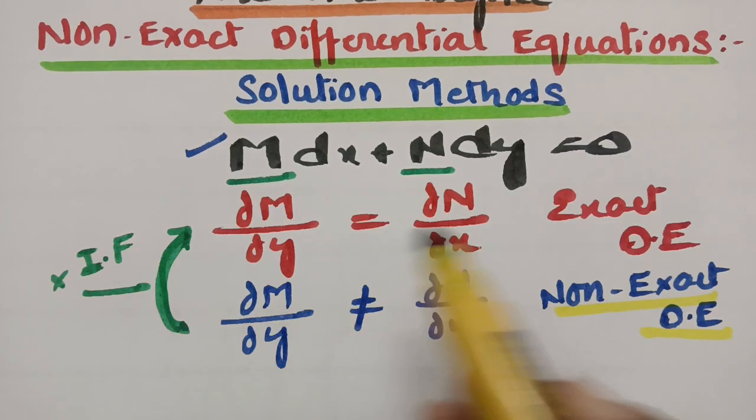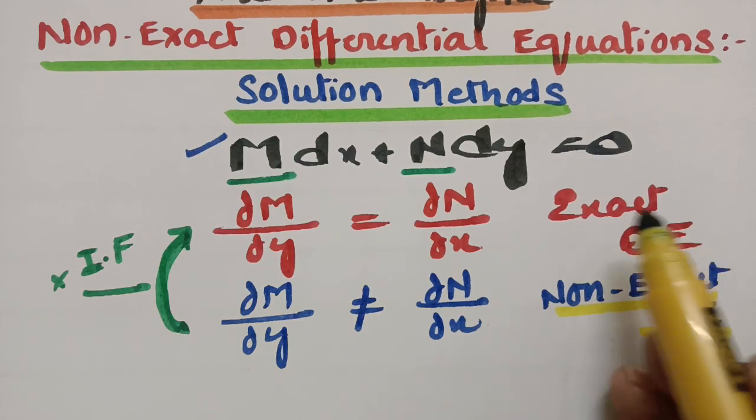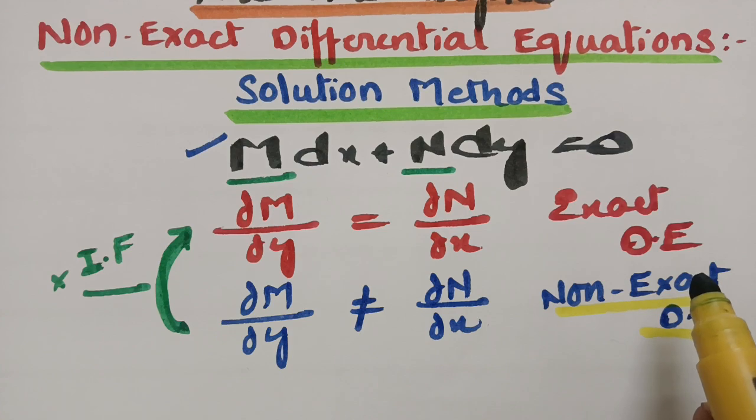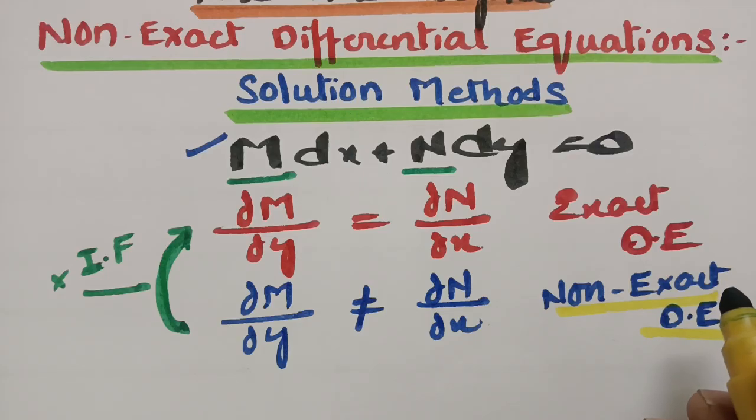After converting into an exact differential equation, there is a formula for finding the solution: integral of M dx plus integral of the terms in N not containing x, that is the terms independent of x, with respect to y, is equal to 0.